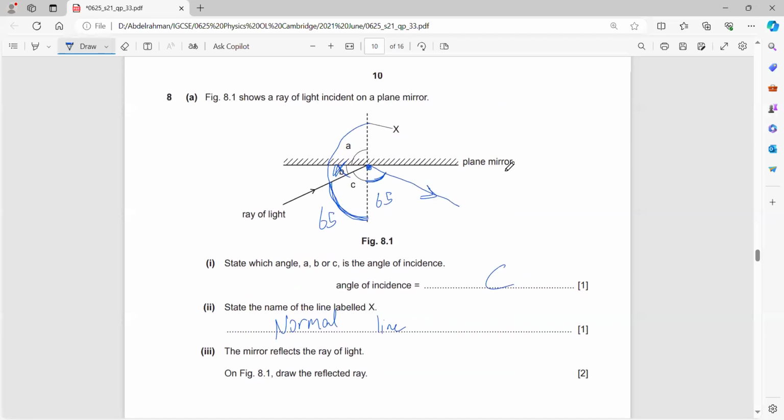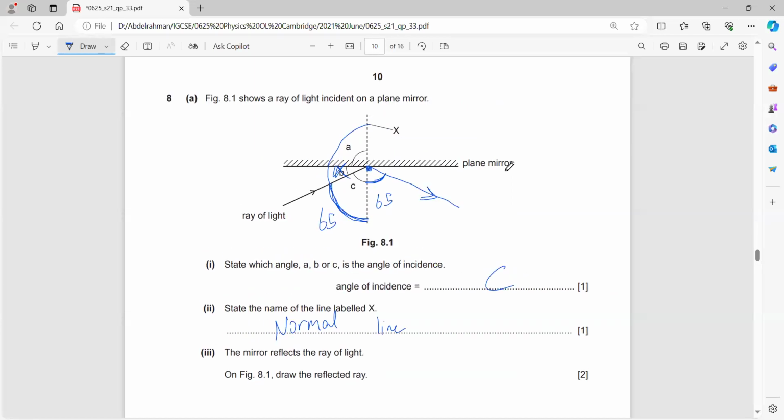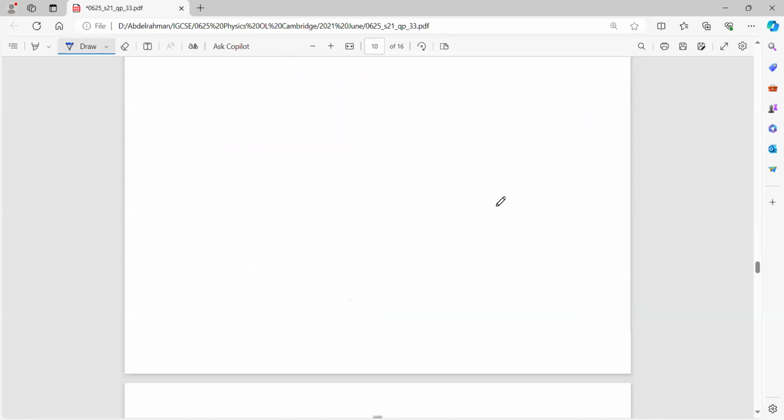So the angle of incidence is equal to the angle of reflection, which is the law of reflection. It is the only law of reflection we have. Okay. Moving on to the next question.